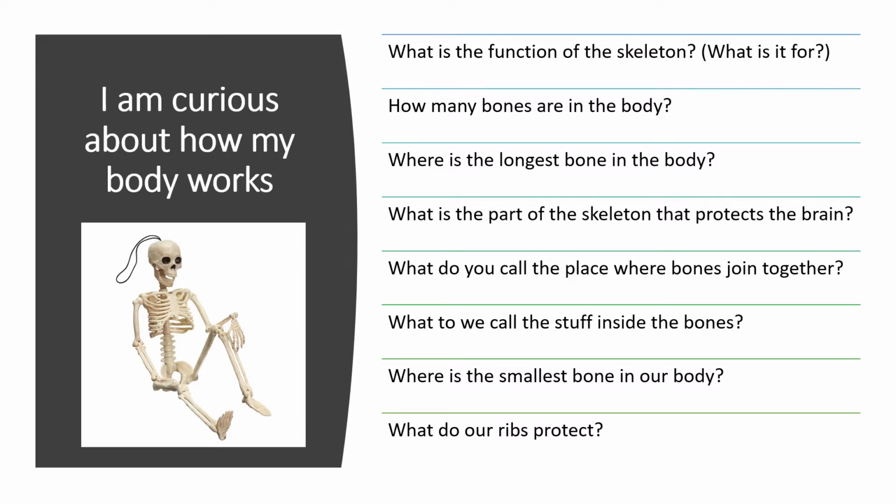So we're not glued together, are we? So we have to find out what it's called where these bones join together. What do we call the stuff inside the bones? So there's a special kind of tissue inside our bones, and there's a name for that, and it has a very special job. Where is the smallest bone in our body? So have a think, and you might be able to even try and guess. And what do our ribs protect? You might have a good idea of this if you think about what you have inside in your chest. So maybe the ribs are protecting what's inside there. Okay, so let's keep going.